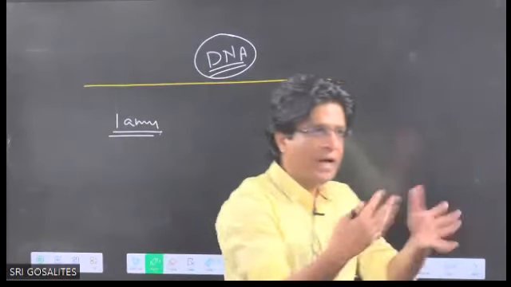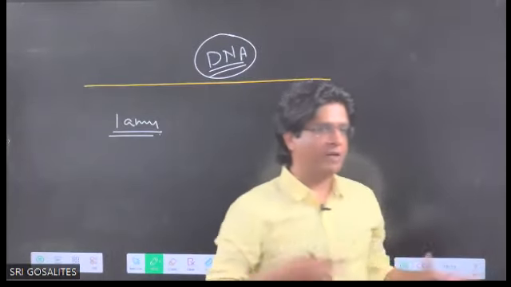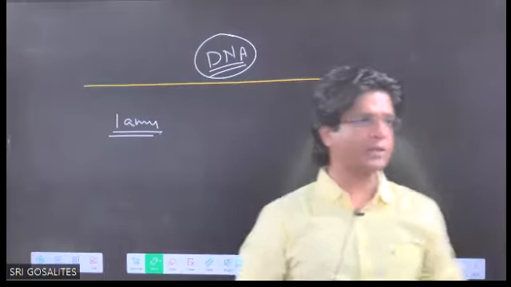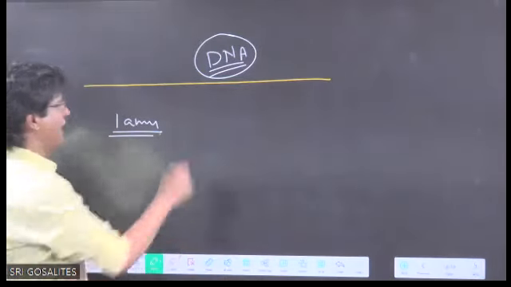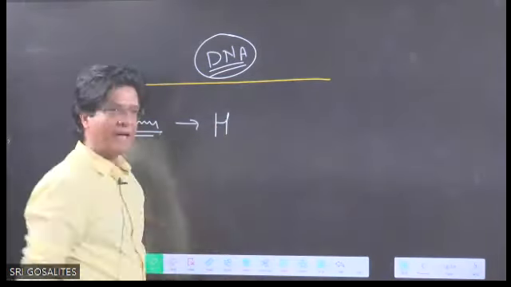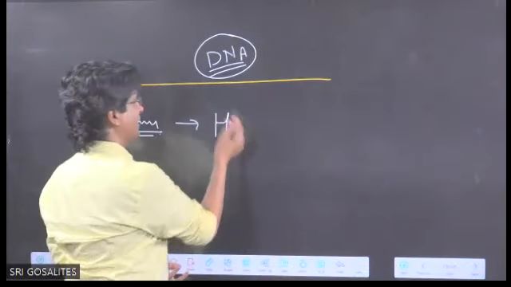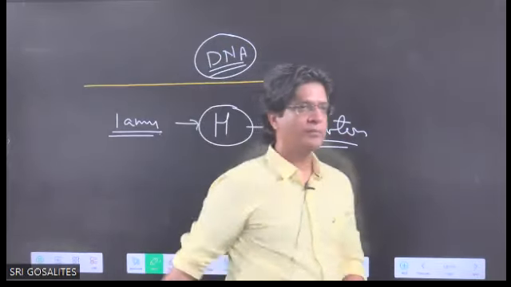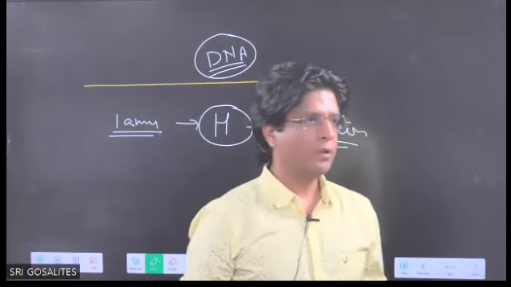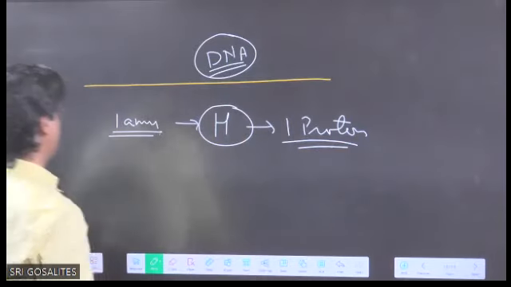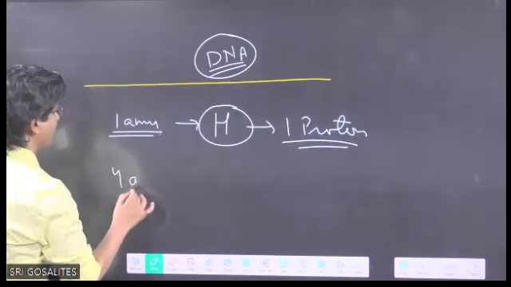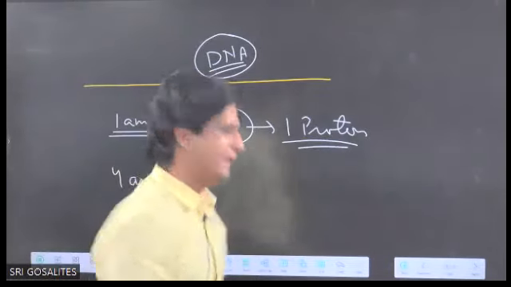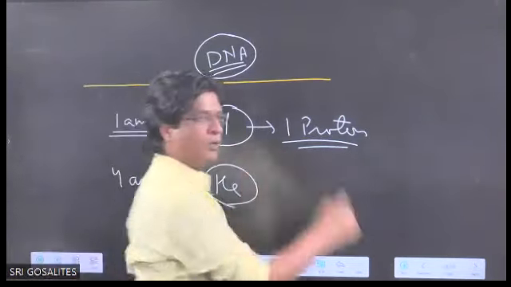So if I give you 1 AMU, what have I given you in terms of the chemical world? Hydrogen atom, very good answer. Actually, I have given you one hydrogen atom, and one hydrogen atom is nothing but one proton, because it contains only one proton. Yes or no? If I give you 4 AMU, what have I given you? Helium. Very good. I have given you a helium atom.